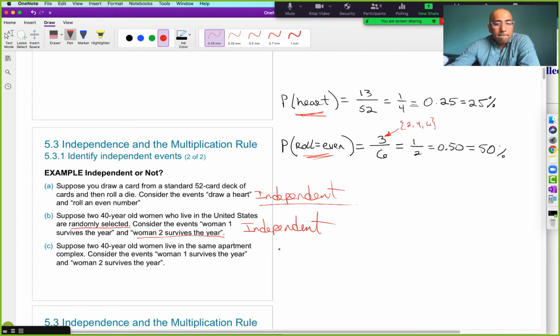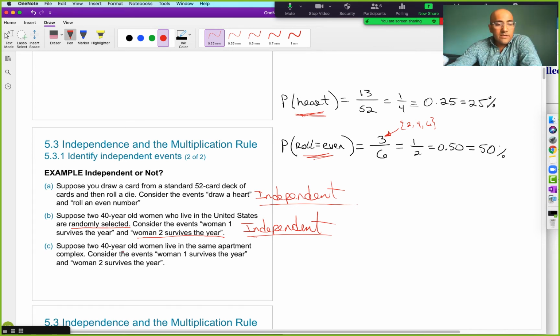Good. Questions? Is it clear? And that's really, really reliant on the fact that they are randomly selected, and by that we assume that they have nothing to do with each other. They don't know each other at all. Okay, so the probability of one living for the next 12 months has nothing to do with the other person also surviving the next 12 months. Or the other way around, one of them dying doesn't affect the other one. The odds that the other person dies also are not affected.